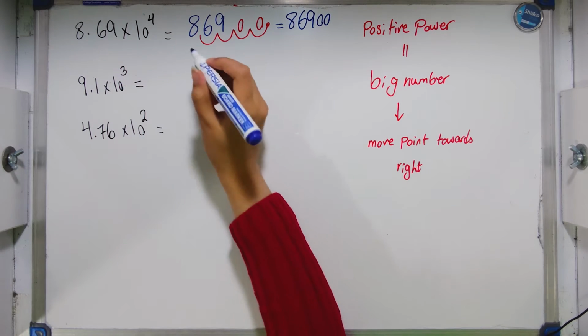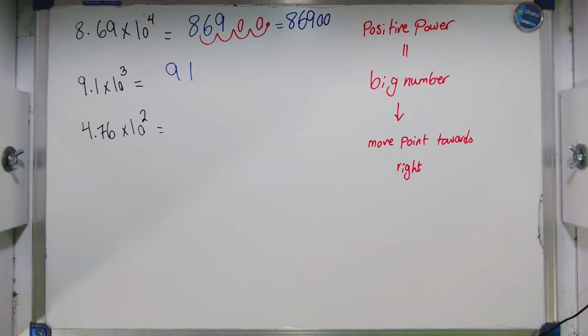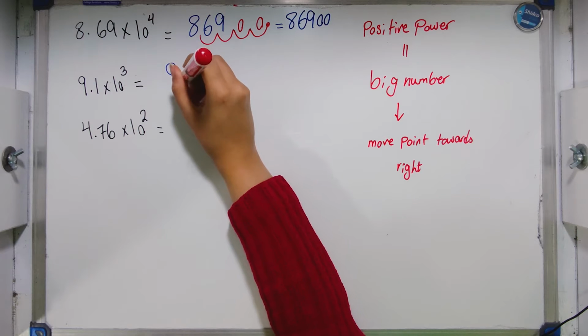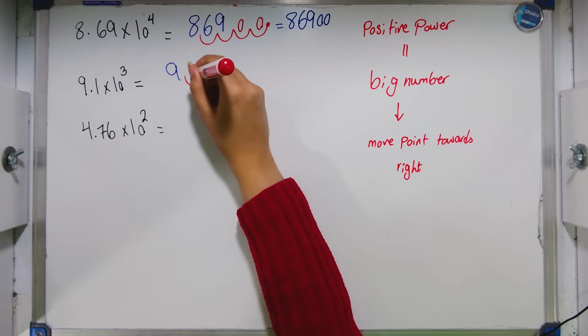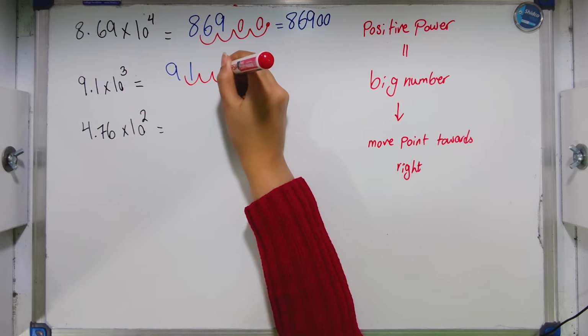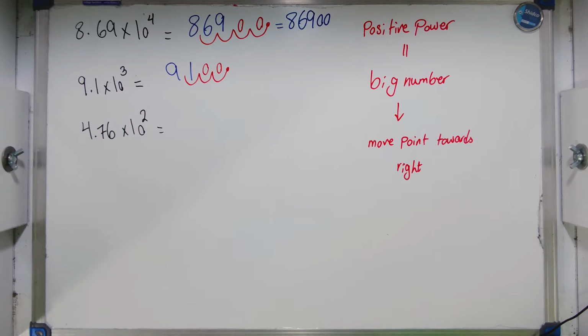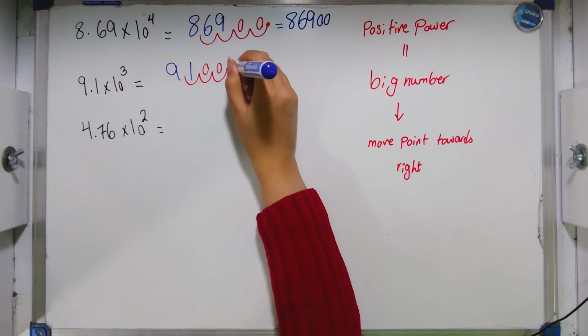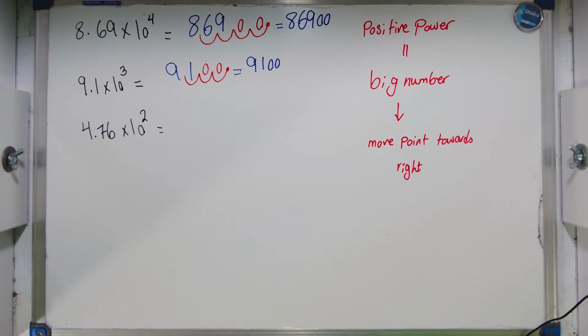Let's try the next one. I have 91. First the point is here. I'm going to move it by 3. So 1, 2, and 3. Now the point is here, 0, 0. So the number is 9,100.